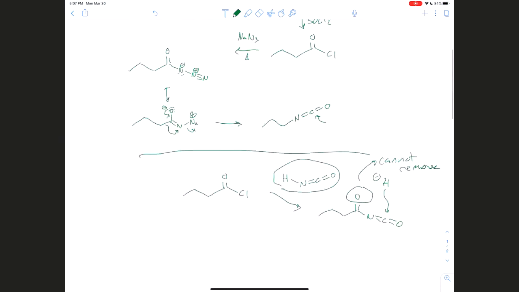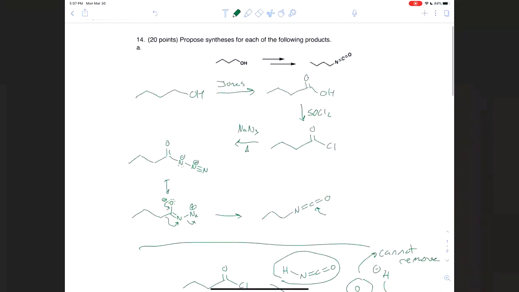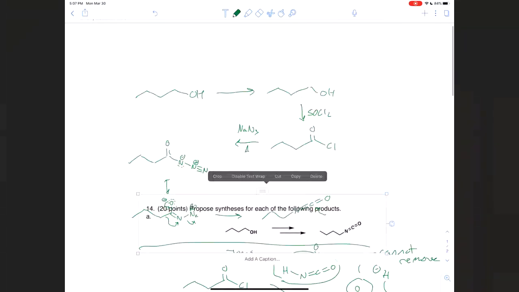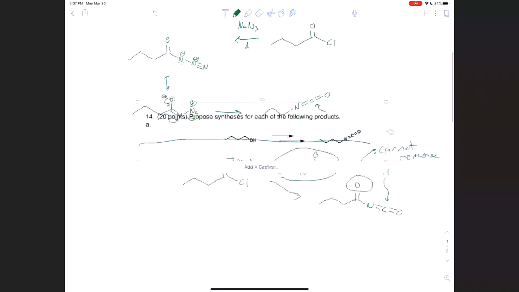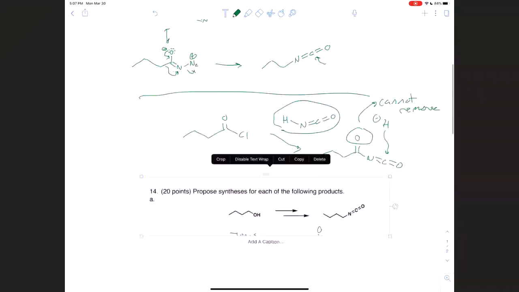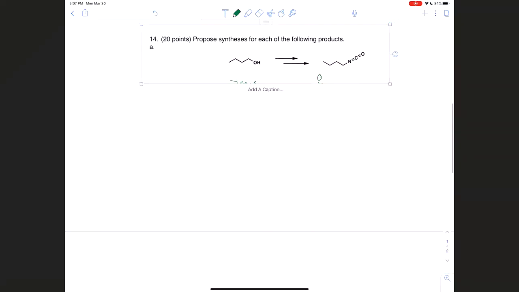All right, so now our problem changes a little bit. I'm going to move this down a little bit so we can see it again. So now our question is, how do we go from an alcohol to an amine? What reaction can we do to go from here eventually over to the NH2?